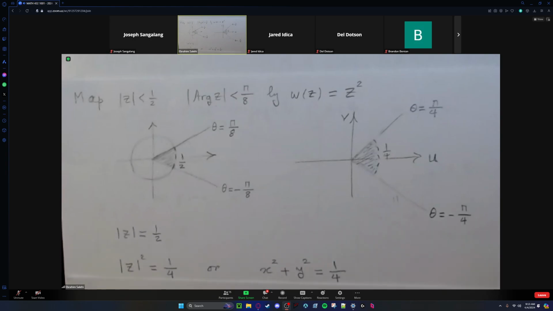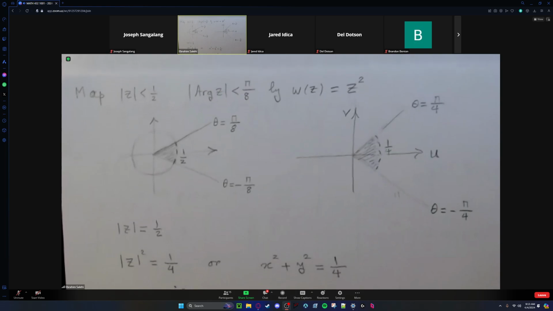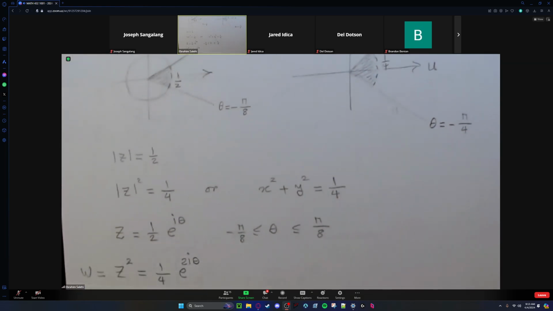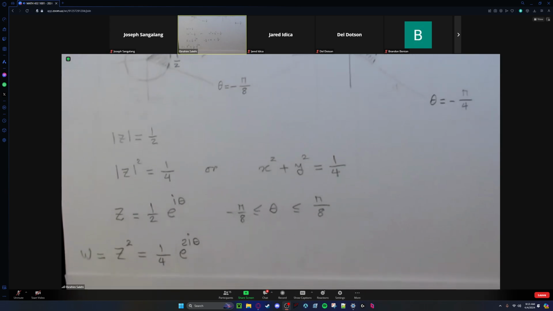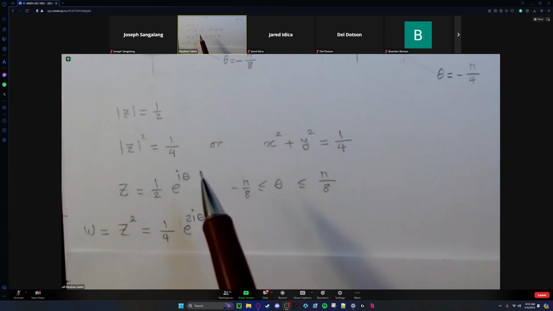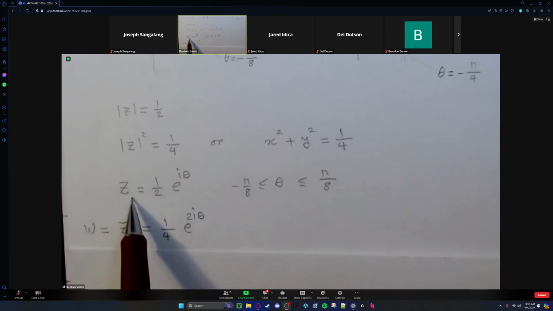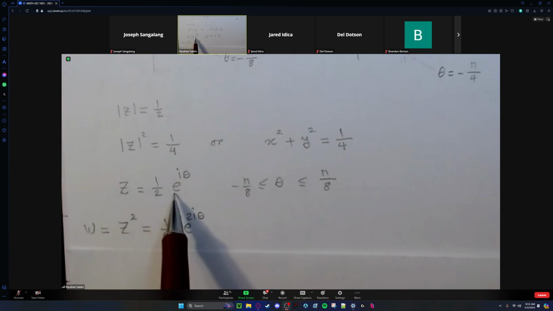Any comment, any question? So this is the argument why the circle of radius 1/2, which is this, if you apply z squared, it becomes the circle of radius 1/4, because here's the circle of radius 1/2. You square it, you get this circle of radius 1/4. Okay.